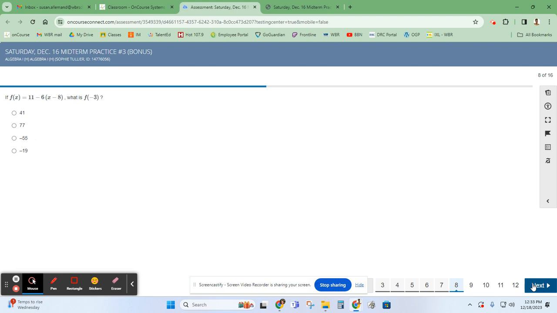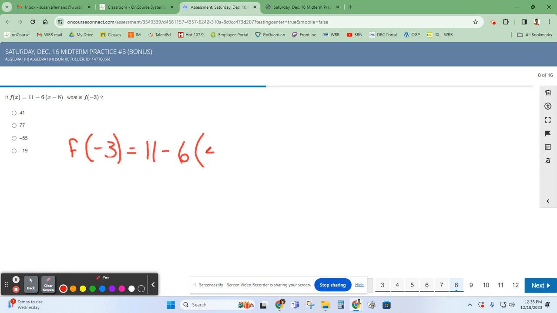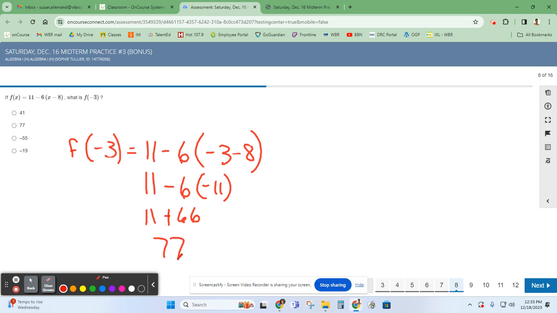Next, if f of x equals this, what is f of -3? Let's calculate that. F of -3 is 11 minus 6 times -3 minus 8. Inside of parentheses first, it's going to be -11. 6 times -11 is -66. Sorry, it's positive 66. So my answer would be 77.